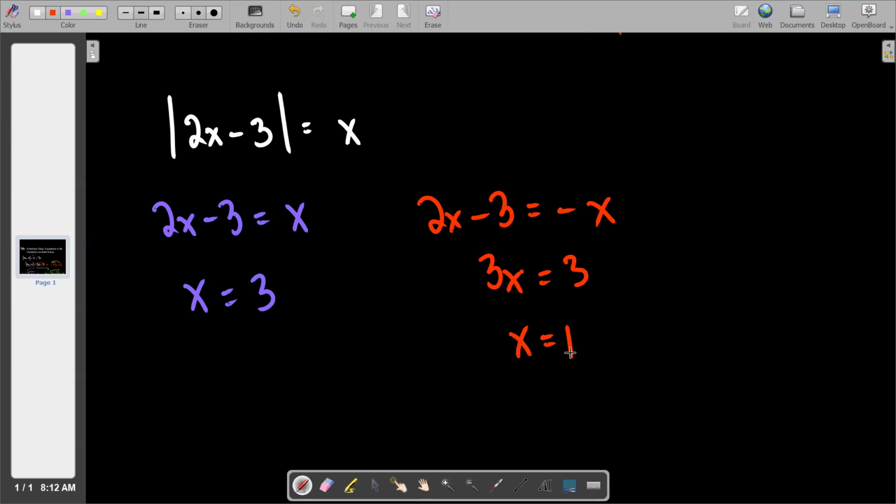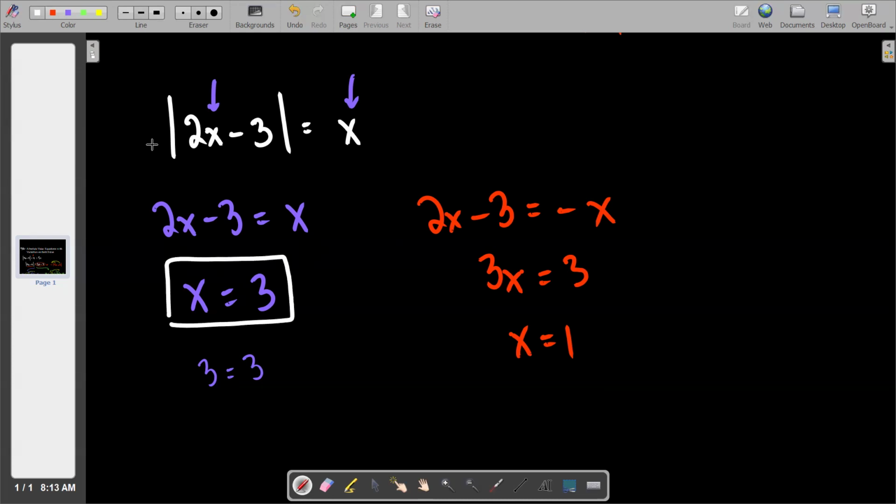Remember, those are not answers. Those are candidates. We just want to know if they're legit. And we do that by just sending them through, test them, run them through. And so let's try the 3 first. If you put 3 where the purple arrows are, what is 2 times 3? 6 minus 3. The absolute value of 3 is 3. And so we can say that the left side equals 3. The right side, if you put in 3, duh, you just get 3. I think we can safely say that 3 works just fine.